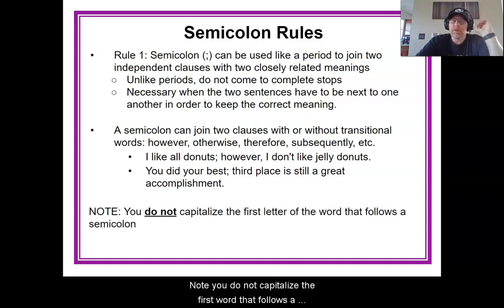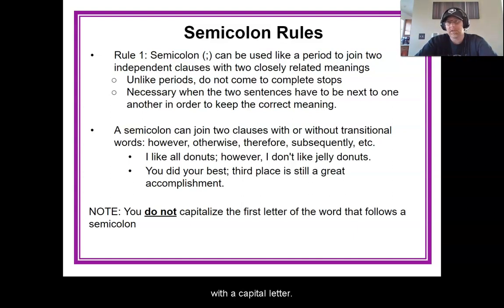Note, you do not capitalize the first word that follows a semicolon. So unlike periods, where every sentence starts with a capital letter, if you use a semicolon, the first word in that second sentence does not get capitalized.